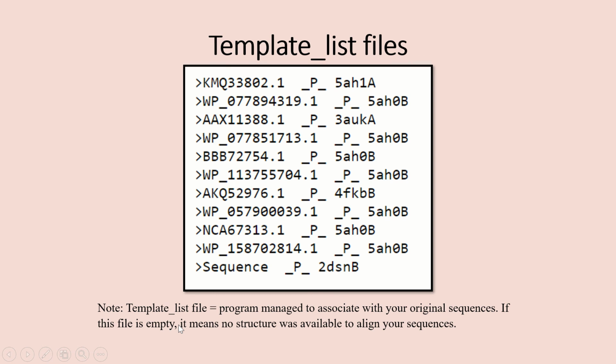This is the template list file. Note that the template list file is a program managed to associate with your original sequences or your query sequence. If this file is empty, it means no structure was available to align your sequences. However, when we click on this template list file, this file is not empty, so we have the structure that is available to align our sequences.